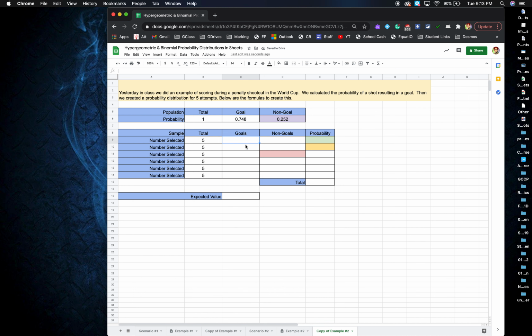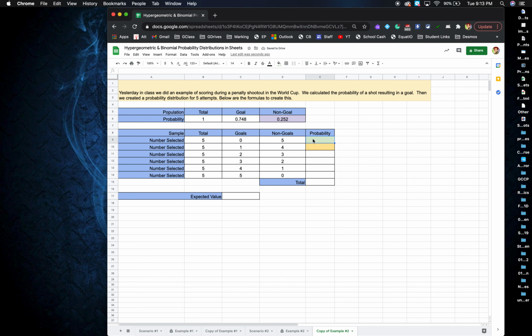Okay. The possible number of goals are 0, 1, 2. I could fill down, but there's not that many, so I'm just going to type that one in. For non-goals, it's going to equal total number of shots minus that particular number of goals. Okay, and then I'm going to fill that down.